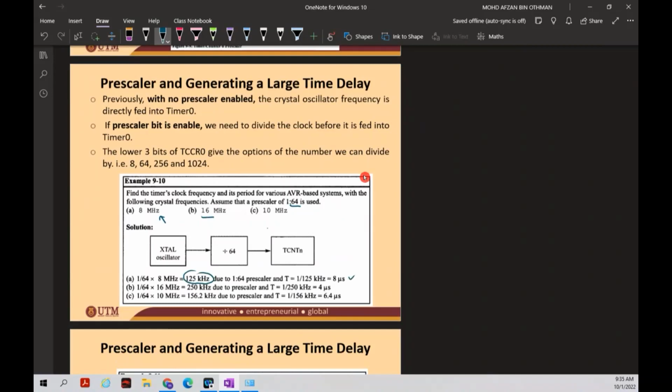If your external is 16 megahertz, you divide it by 64 and you will get 250 kilohertz. From there you find the T, which will be 4 microseconds. Similarly, for 10 megahertz, divided by the prescale of 64, you will get 156.2 kilohertz. From here you obtain the T by using the formula T equals 1 over F, and you will get 6.4 microseconds.